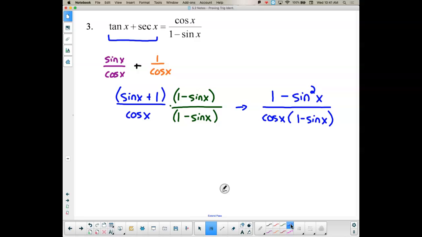Can't do it. I can't stop until I got the answer. Right? Now what? What's 1 minus sine squared? Cosine squared. Now what? Get rid of a cosine, right?